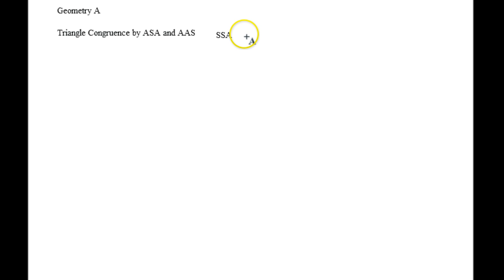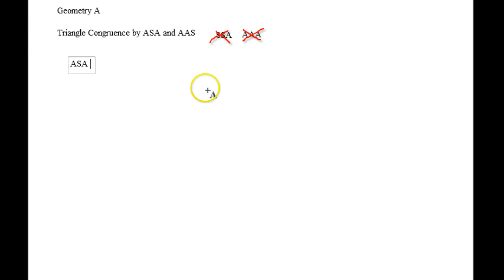And also, we're going to not touch AAA. Not because it's a bad insurance or a bad automotive dealer, but mainly because it's not going to be used for triangle congruence.